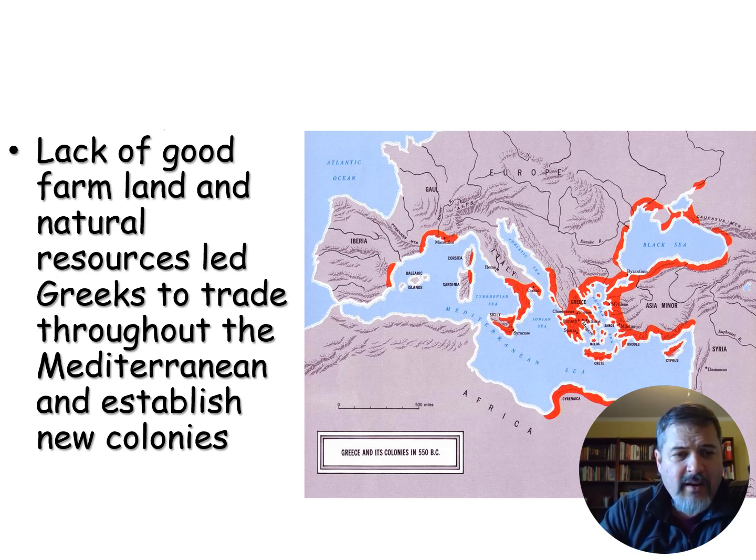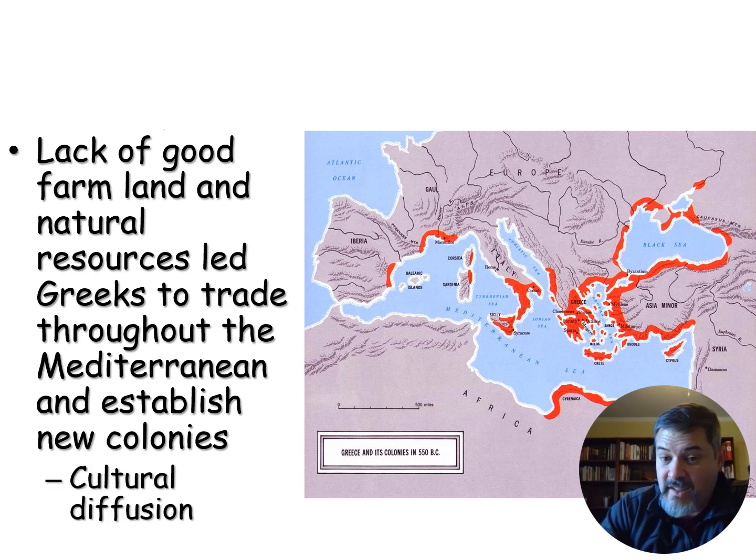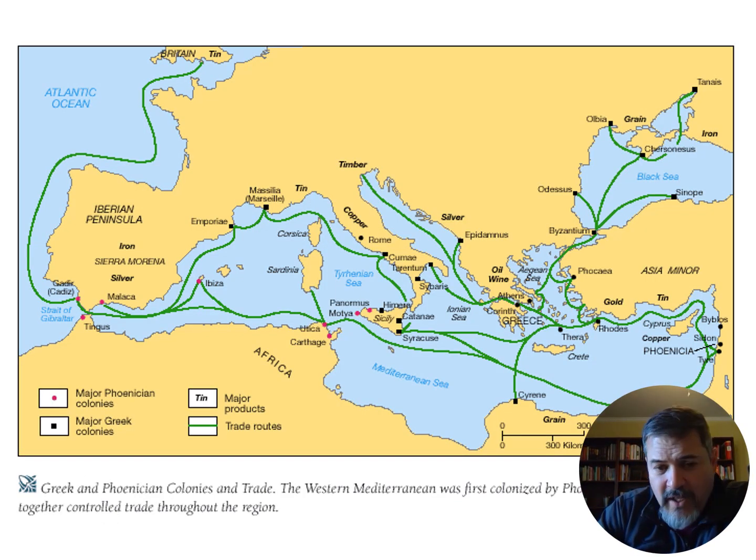Lack of good farmland and natural resources led Greeks to trade throughout the Mediterranean and establish new colonies. This led to cultural diffusion. We talked about cultural diffusion when we talked about Egypt. Cultural diffusion means you're spreading your culture to another area, either by warfare, through trade, through writing, whatever. And the Greeks went everywhere. They went all the way as far as Great Britain. These are thousands of miles away, but look, they're staying right on the coast.